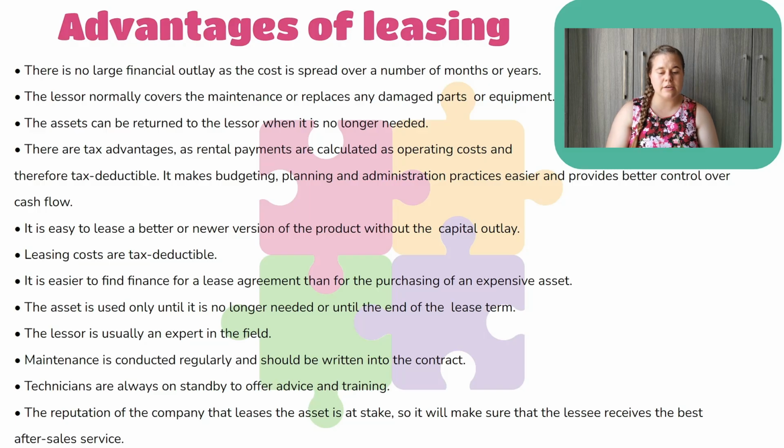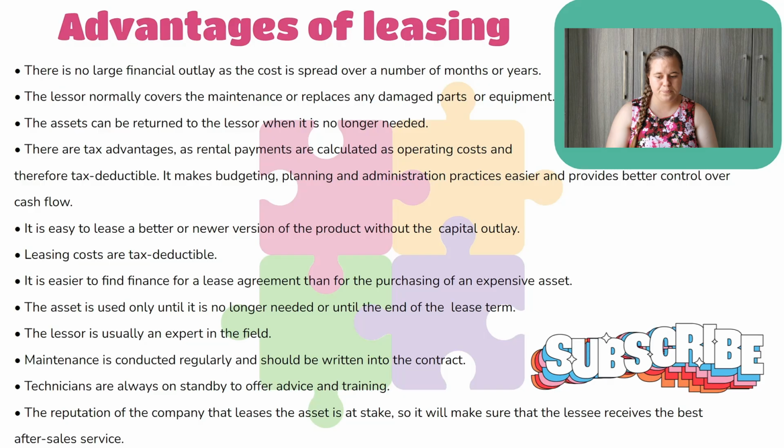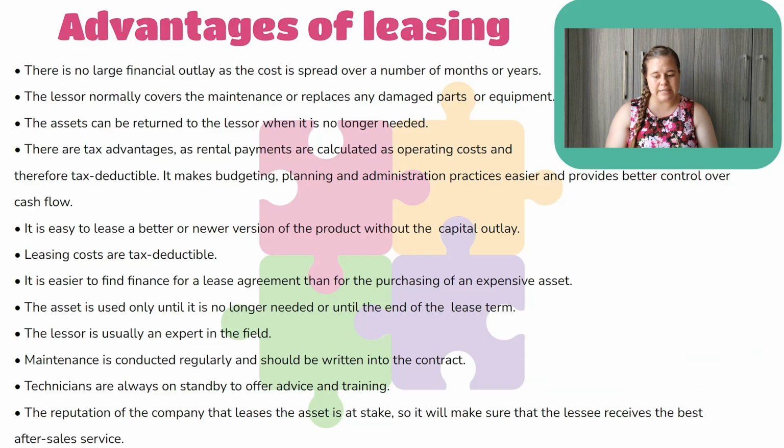It makes budgeting, planning, and administration practices easier, and it provides better control of our cash flow. It is easier to lease a better and newer version of a product without the capital outlay. As I mentioned, it's going to be so much cheaper and easier to get these brand new sewing machines and brand new equipment than having to actually fork out that money ourselves by owning it. The asset is used only until it is no longer needed or until the end of the lease agreement.